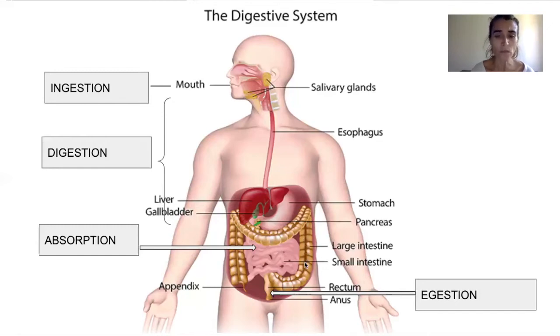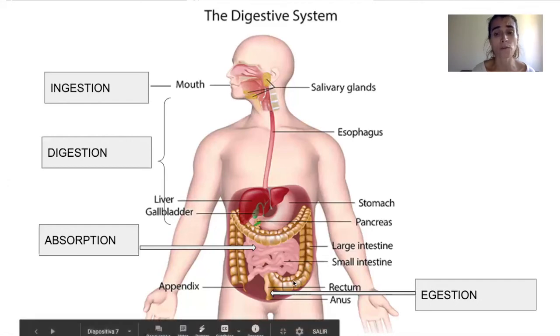And all of that food that was not processed and not absorbed is going to go out of the large intestine through the anus. And that process in which food is expelled from the body is called egestion.